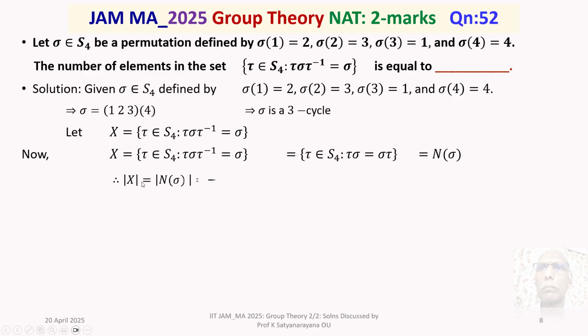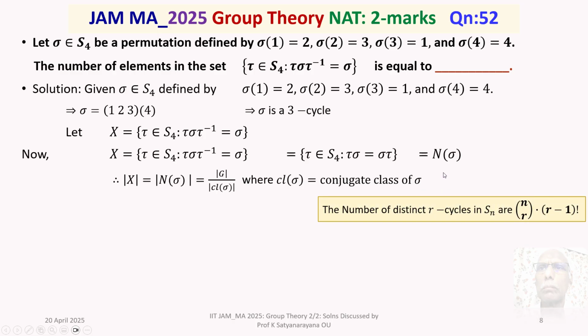So the order of X is equal to the order of the normalizer of sigma, and you recall a formula for that: the order of N of sigma is equal to the order of G divided by the order of CL of sigma. What is CL of sigma? It is the conjugate class of sigma.